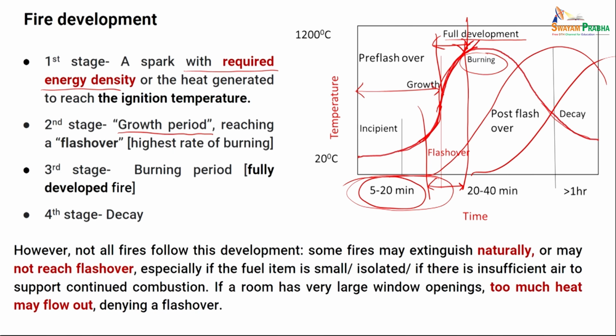So, now coming to the written part, not all fires follow this development. Some fires may extinguish naturally or may not reach flashover. So, at the very first, in the inception stage, if you can stop it, that is the best. Too much heat may flow out because of large windows, so there can be an insufficient supply of oxygen, and the combustion may stop. If the room has very large window openings, too much heat may flow out and there may not be a flashover. So, you have to have the heat accumulated to go for a flashover.